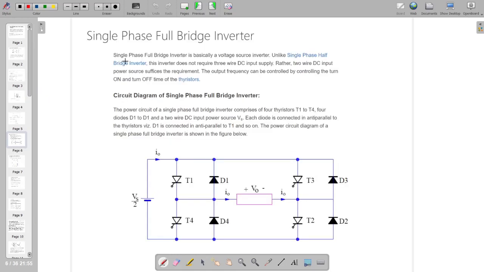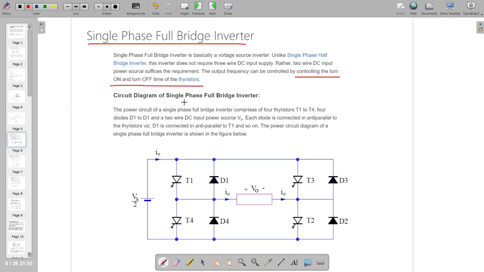Next, the single phase bridge inverter. It is called a full bridge because it has thyristors in two legs, T1 and T2, and T3 and T4, antiparallel with diodes. The single phase full bridge inverter is basically a voltage source inverter. It does not require a three-wire input supply, only a single phase supply, with a two-wire DC input source. The output frequency can be controlled with the help of the on and off periods of the thyristors.